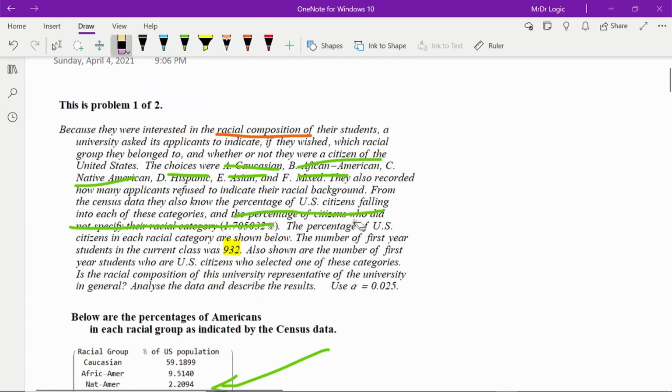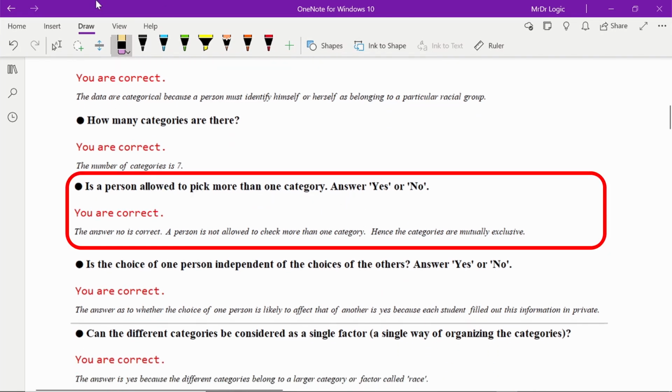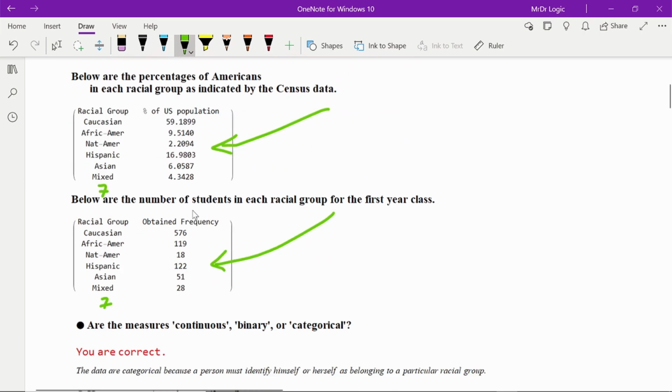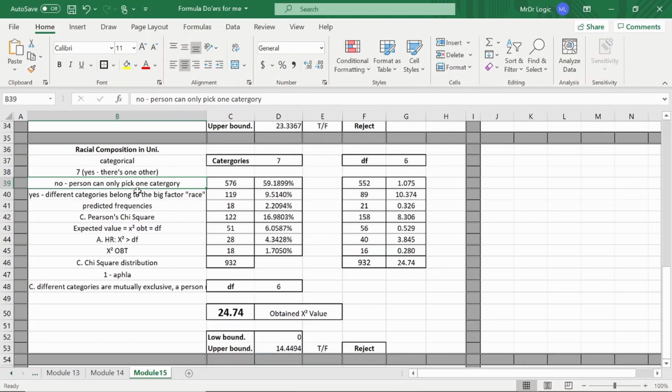Okay, so for the next question: is a person allowed to pick more than one category? The straight answer is no. You're allowed to be one or the other. You did not specify your race, or you're either Asian, mixed, Hispanic. You get the idea, pretty straightforward.